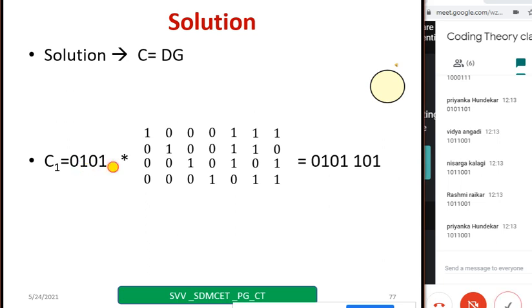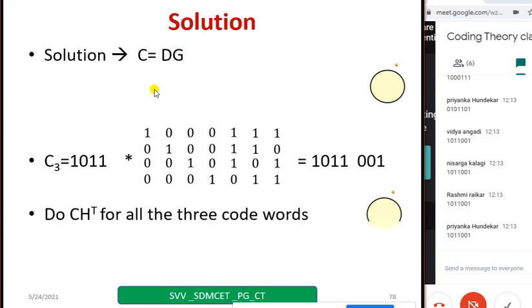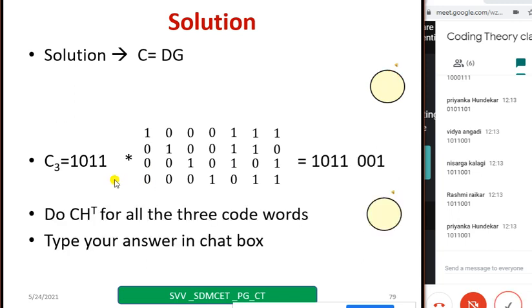C equal to D into G. 0101 into G. I got this answer. One code. And similarly C2. And most of you got the same answer. 1111000. All of you got the same answer. And third one. Also most of you got answer already. And 1011, all of you got 001. So now you are doing very fast. You are not taking much time.